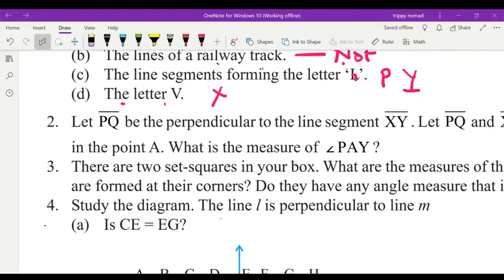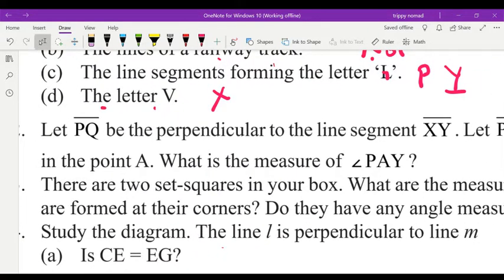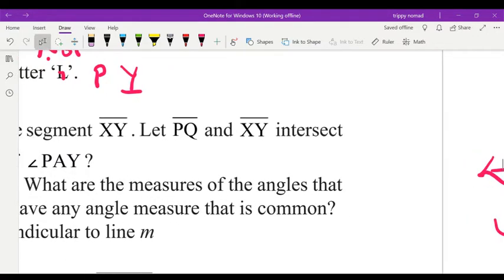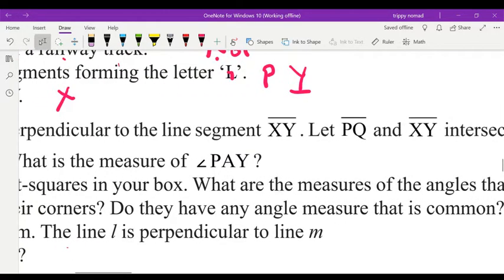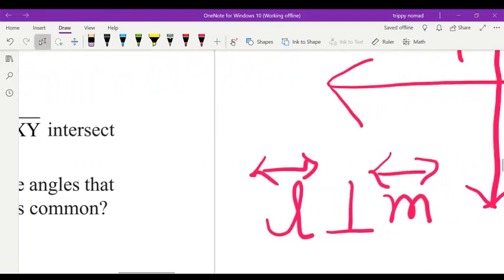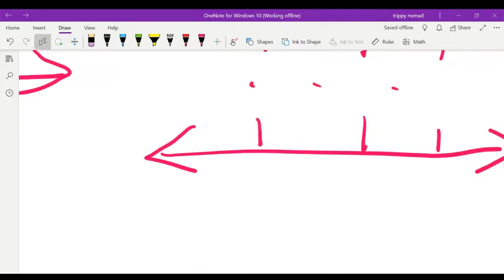Now next question, let PQ be perpendicular to the line segment XY. So I am drawing here. Then let PQ and XY intersect at point A. What is the measure of angle PAY, children? So I hope you understood. Which two lines did they ask about? PQ and XY.